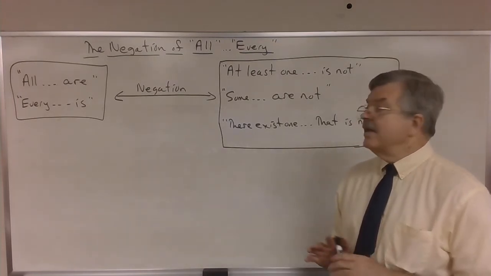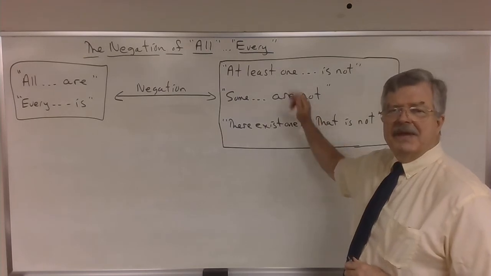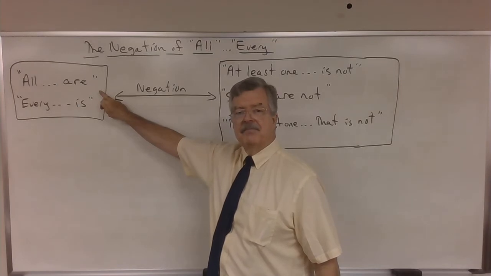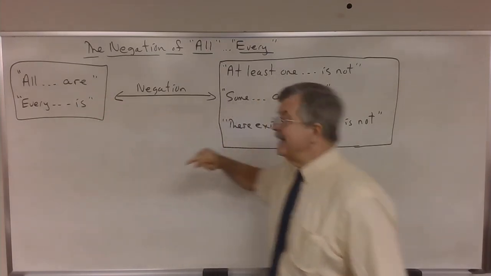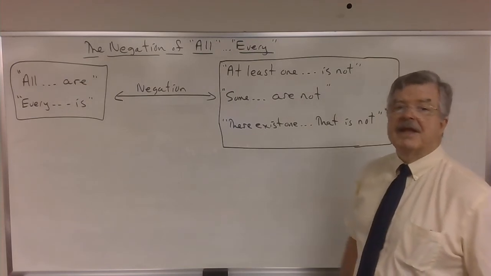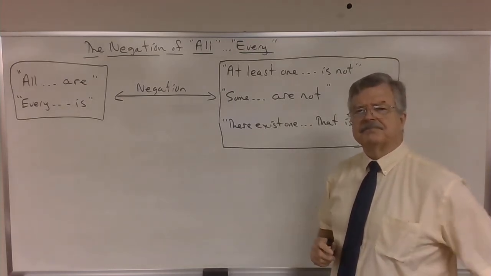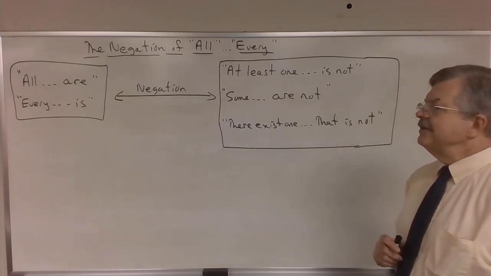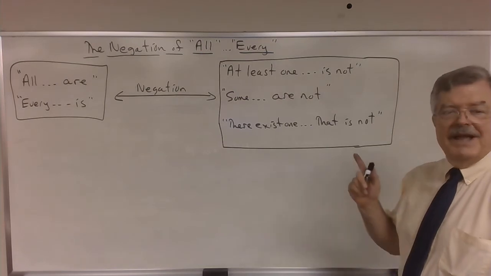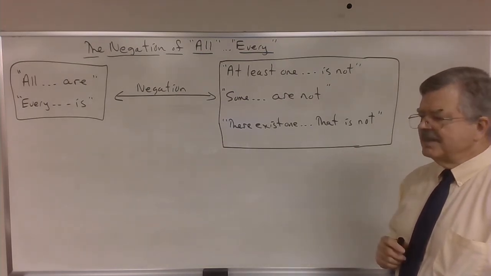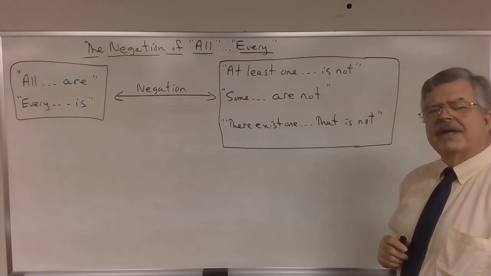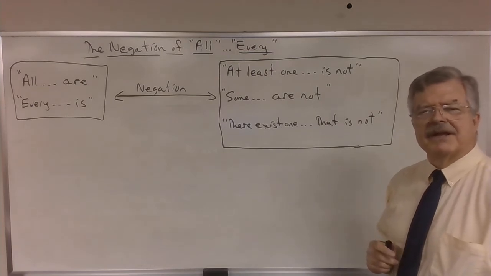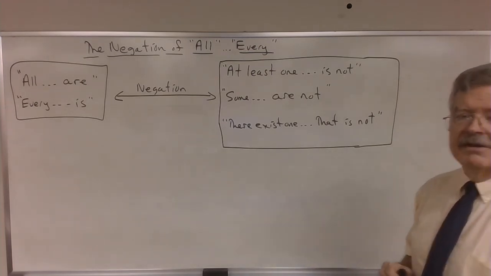But the negations go hand in hand. If this is the negation of something over here, then everything over here is the negation of each statement over here. It's a two-way street. So let's see. We've considered the negation of all are or everyone is. I guess now we have to look at the quantifiers some are or at least one is, or there exists one that is.